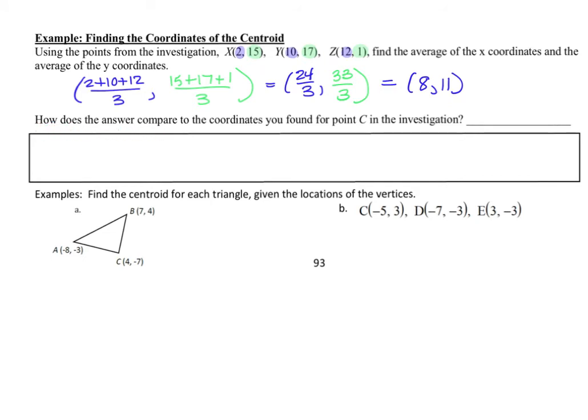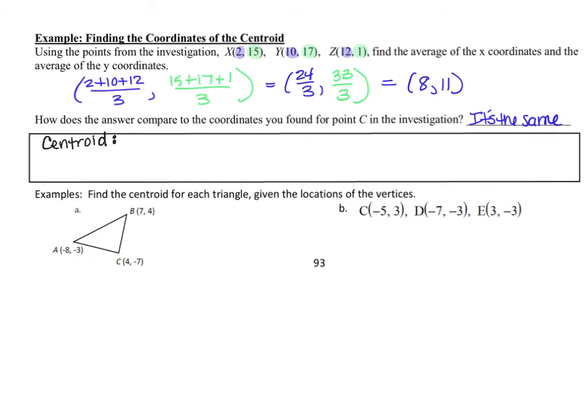How does the answer that we just got here compare to the coordinates you found for point C in the investigation on the previous slide? The answer is it's the same. On the previous slide, we drew medians of the triangle, and then they all intersected at what's called the centroid. When you're asked to find a centroid, you don't always need a graph.